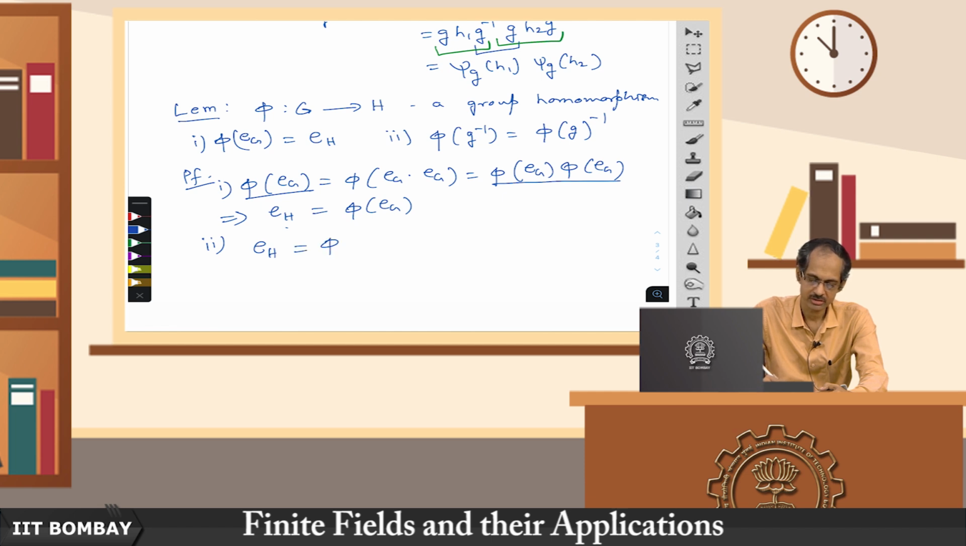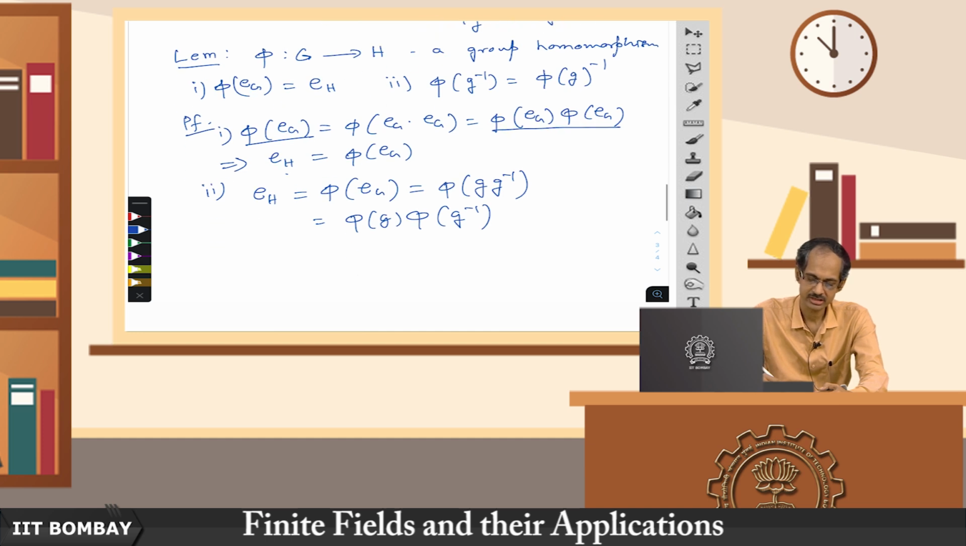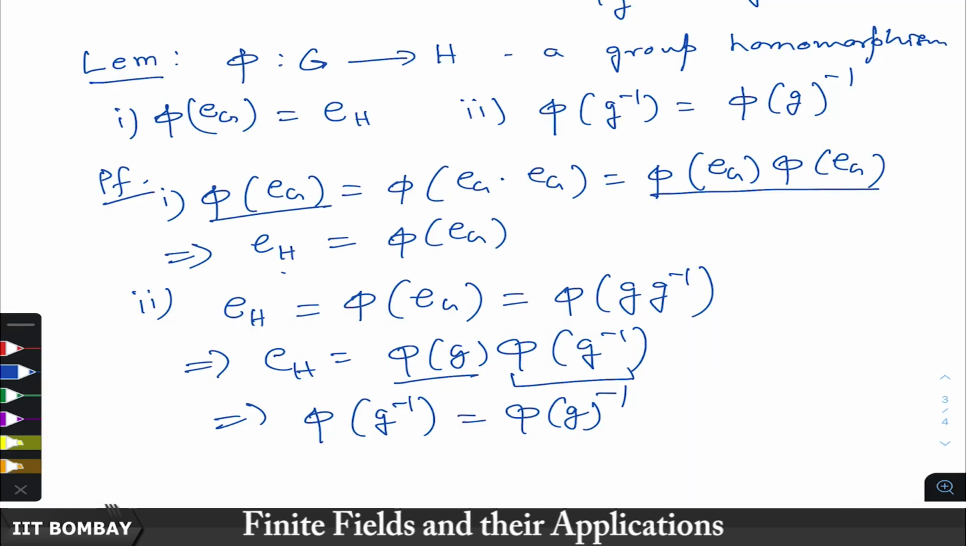The second property is also very simple. We have just now seen this. Now, e_G can be written for any g as g g inverse. Now, this is the same as phi of g times phi of g inverse. Now, you can see this relation, e_H is equal to this, and this implies that these are inverses of each other. So, phi of g inverse is phi of g inverse. So, this proves these properties.